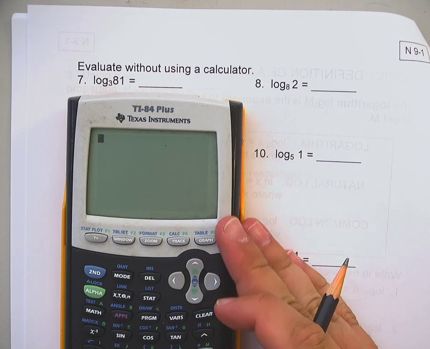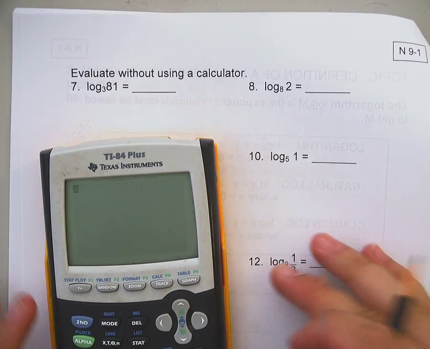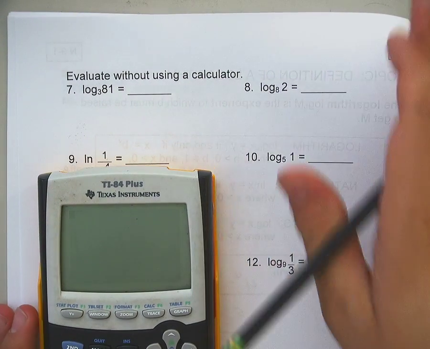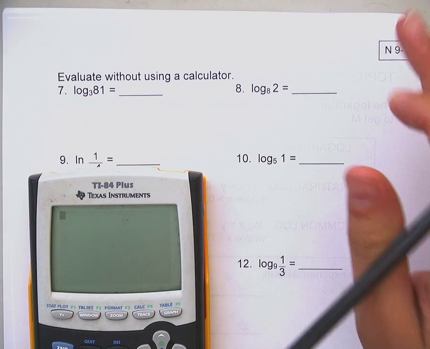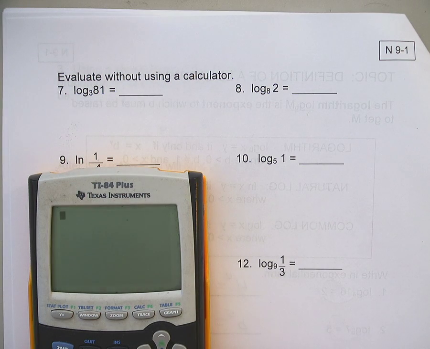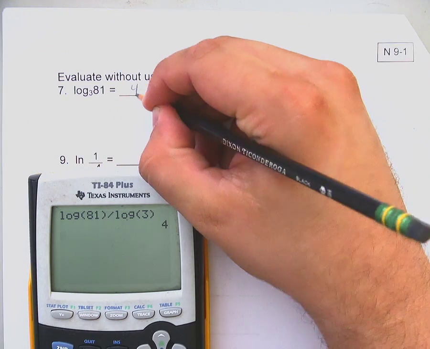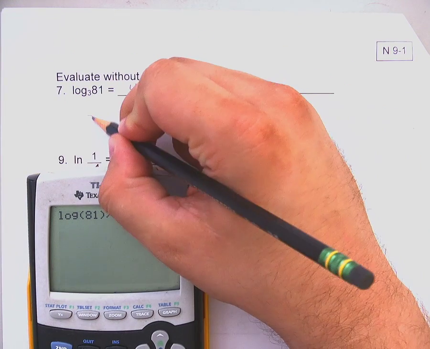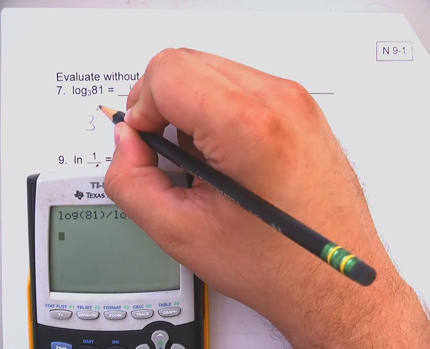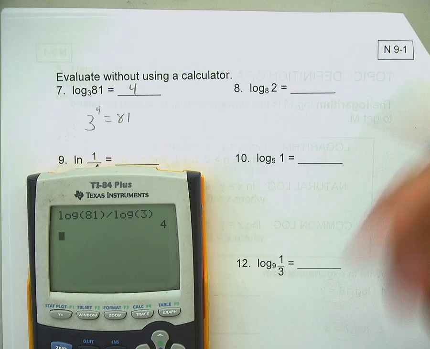The first one is log 81 of 3, or log 81 base 3 rather. So what I'm going to do is do log of 81 divided by log 3. And it's that simple. And it's 4. Remember that what this is saying is that 3 to the 4th power gives you 81, which is true, by the way.